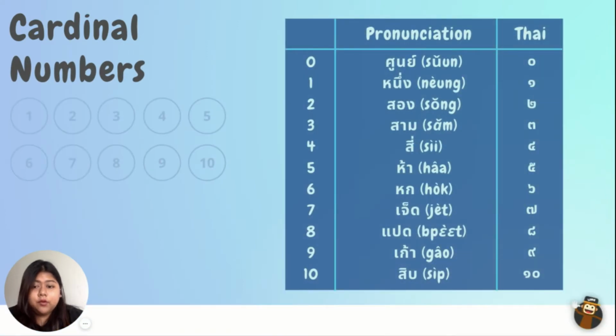As you can see in the table, there will be an ordinary number, the pronunciation of the number in Thai, and the Thai written number. I will start one by one. Soon is 0. Ning is 1. Song is 2. Sam is 3. Si is 4. Ha is 5. Hok is 6. Jet is 7. Paet is 8. Kao is 9. Sip is 10.